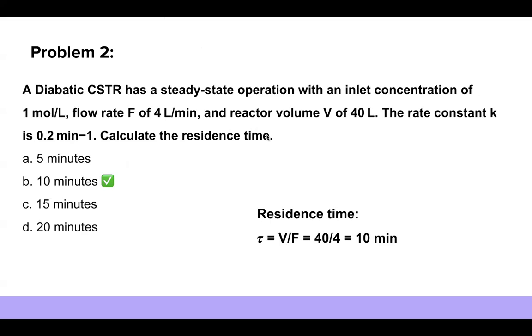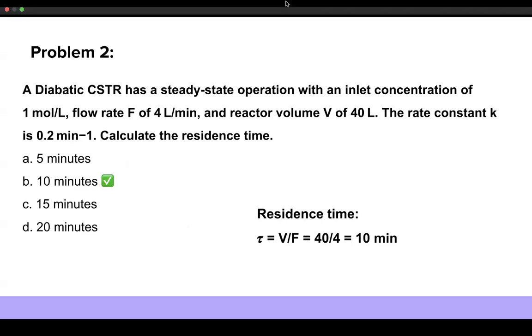The residence time tau, the formula is pretty simple. That is the volume divided by the volumetric flow rate. So V is the volume, that is 40, divided by the volumetric flow rate. Remember, this flow rate has to be volumetric, not the mass flow rate. If it's a mass flow rate, then you will have to calculate using the density and convert it to volumetric flow rate. So that is 40 divided by 4. The answer is 10 minutes. Yeah, all of you got it right.